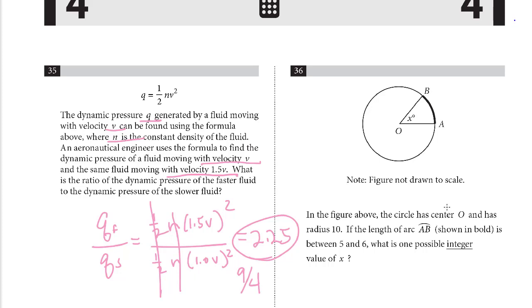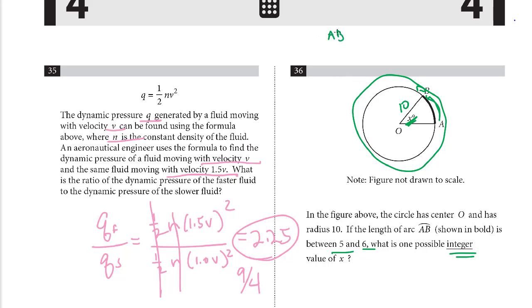36, the figure above, circle the center 0, radius 10. If the length of arc B is between 5 and 6, what is one possible integer value of x? So what do we know here? We know the ratio of the arc length to the full circumference equals the ratio of x to a full rotation of 360. So let's write that out.